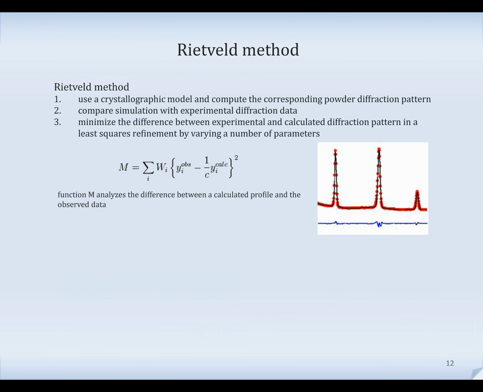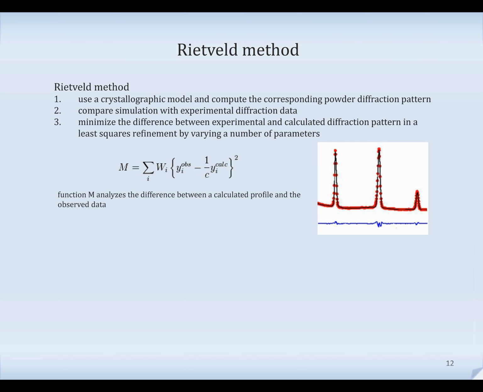So how to get a diffraction pattern? It's understandable. We have to record the diffraction spectrum. And how to refine it? There is one important method. It's called Rietveld. And the idea of the Rietveld method is to minimize the difference between the experimental pattern and the simulated pattern.